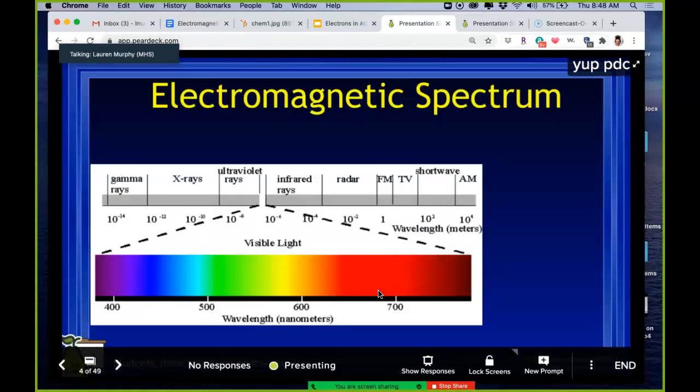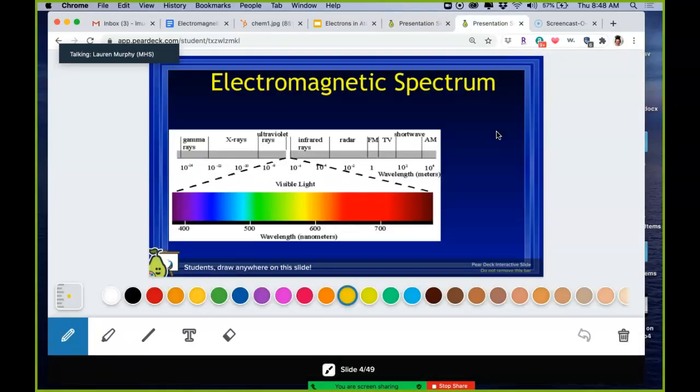Again, this is a copy of an electromagnetic radiation spectrum. So you've got your really low energy waves down here and your really high energy.